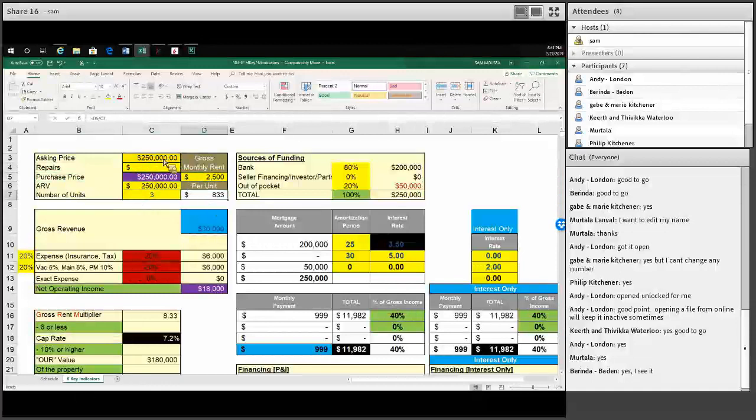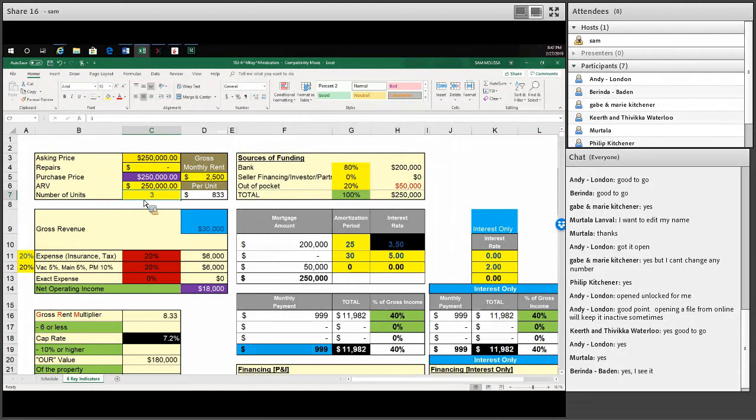So let's say that in this case, it's $2,500, okay? And that's going to give us automatically a per unit rent. So from the initial information we get from a listing, or from someone selling a property, what we're looking for is the asking price, which is the purchase price, the monthly gross rents, and the number of units. Everybody got that? That's all you really need to make this sheet work for you.